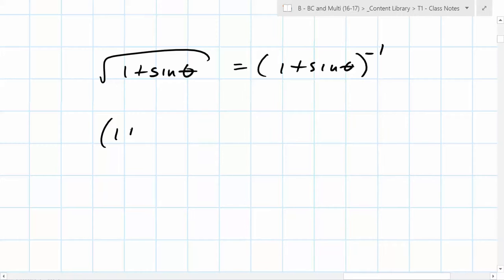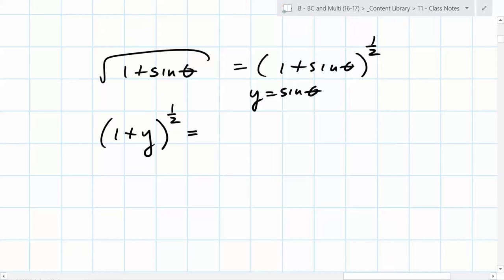So what is 1 plus y to 1/2, not negative 1, thank you, 1/2. 1 plus y to the 1/2. So we're going to let y be sine of theta. What is 1 plus y to the 1/2? You need to remember the binomial expansion, right? In this case, p is equal to what? 1/2, right?